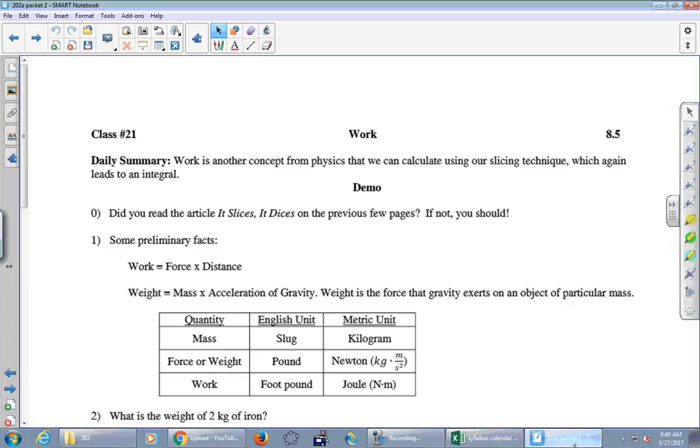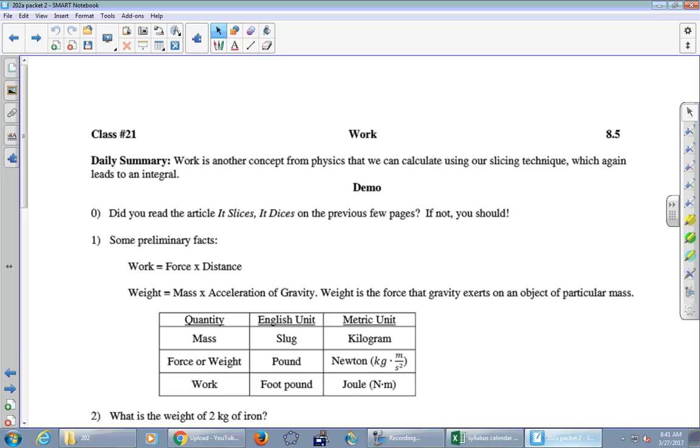Okay, then let's jump in on page 66 with our daily summary. Work is another concept from physics that we can calculate using our slicing technique, which again leads to an integral. Number 0, did you read the article? It slices, it dices, it's copied on the previous couple of pages. It is worth a read.